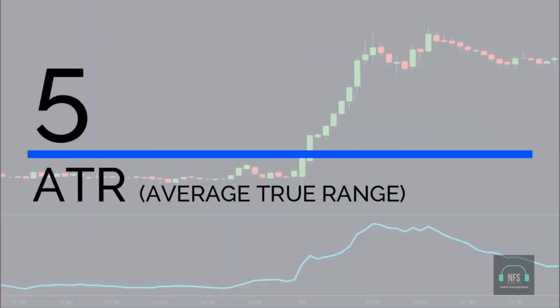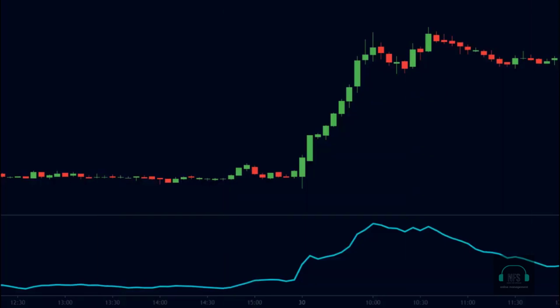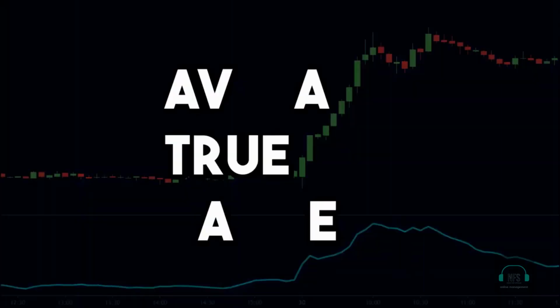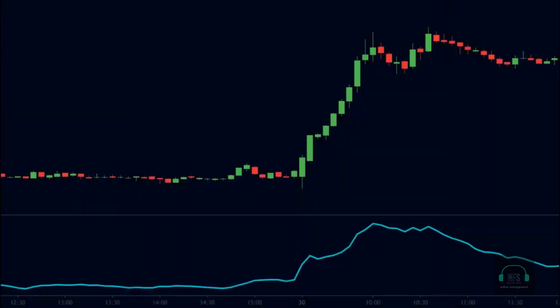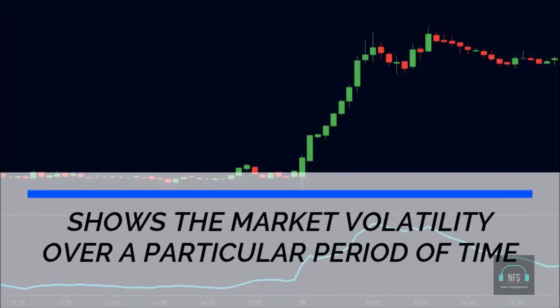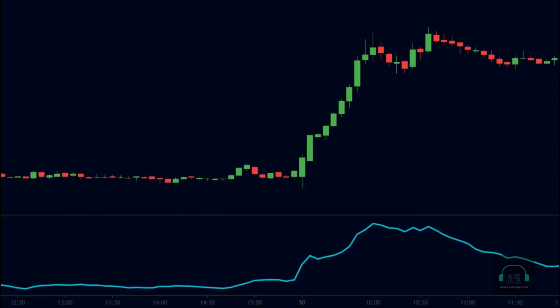This brings us to our last indicator, that is the ATR indicator. ATR stands for Average True Range. As the name suggests, the ATR indicator shows the market volatility of the asset over a particular period of time. In other words, the ATR calculates the distance covered by the price over a particular period of time.